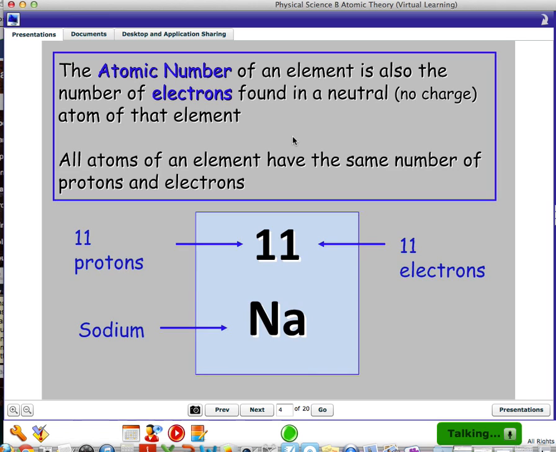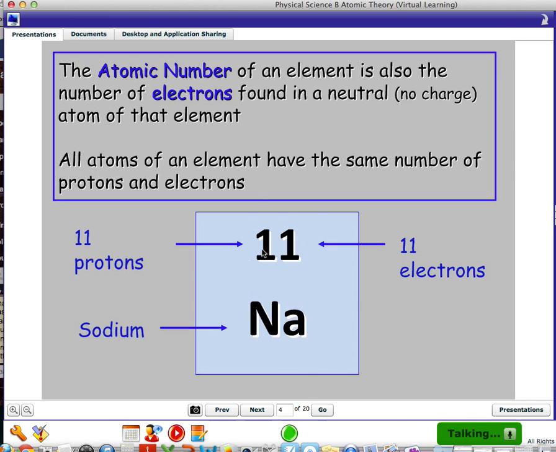So most of the time when we're looking at the periodic table, we are assuming that an element is neutral. So think of a positive and negative. If you have a positive and a negative and combine them, it has no charge. It is neutral. So if it has 11 protons, which is 11 positive charges, it's okay to assume that it has then 11 negative charges or 11 electrons. So the atomic number represents both the protons and the electrons of an atom.